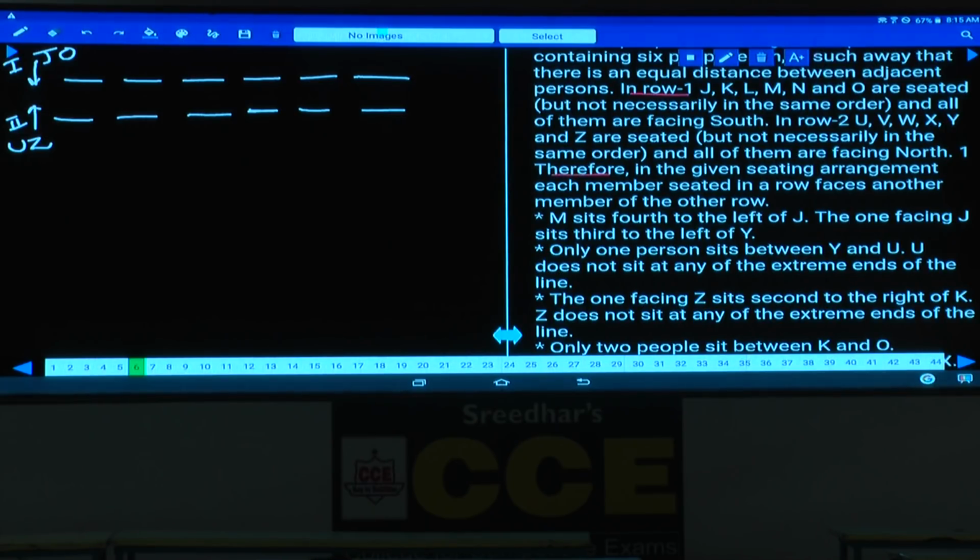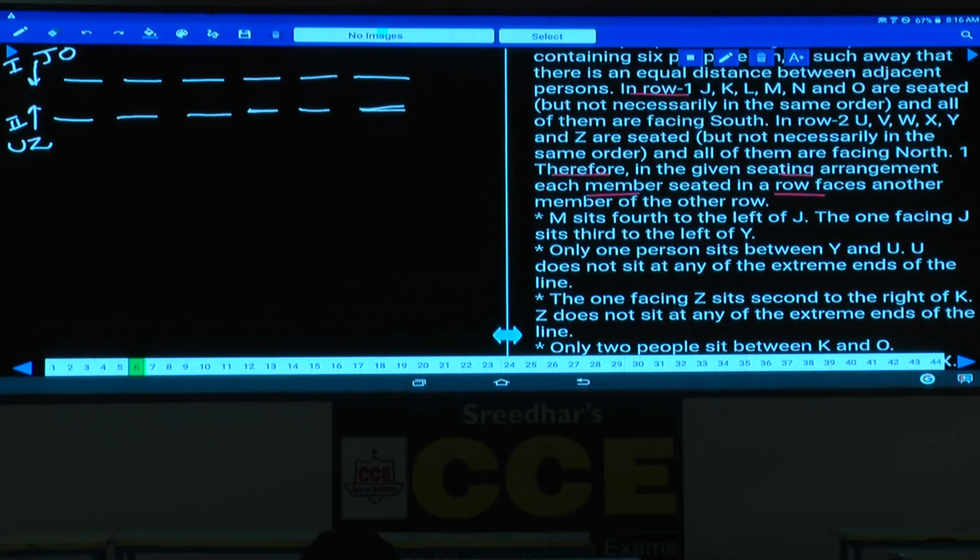And therefore, in the given seating arrangement, each member seated in a row faces another member of the row. That means these 2 persons are opposite to each other. Then M sits 4th to the left of J. As M is seated 4th to the left of J, now see here. Now this J and M are facing towards south. M sits 4th to the left of J means, M is to the left of J, hence this M should be towards our right hand side because these persons are facing towards south.